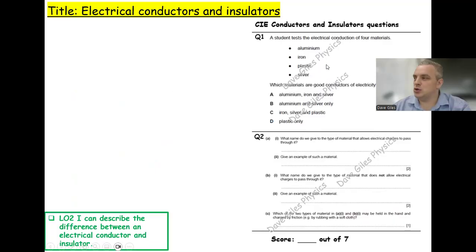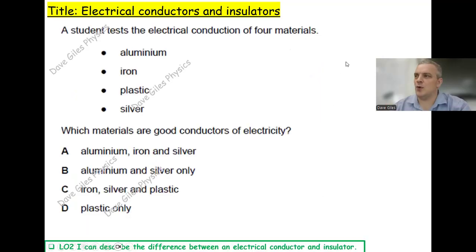Okay, you should have unpaused it now, so I will give you the answers. The first question: a student tests the electrical conduction of 4 metals, aluminium, iron, plastic, and silver. Sorry, 4 materials, not 4 metals. Which materials are good conductors of electricity? That would be the metals, and the only one which isn't a metal is plastic. So it's the one without plastic in: aluminium, iron, and silver.